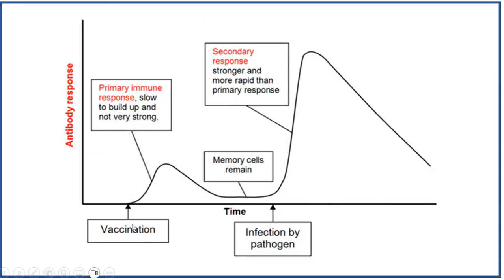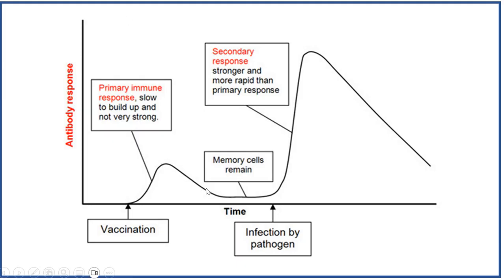So, here, this is artificial, so this is vaccination such as the meningitis B vaccination. The vaccination is usually a dead or attenuated, weakened strain of the pathogen with the antigens on. Therefore, it will stimulate the primary immune response when you get vaccinated. So it takes quite a while, about 4 to 15 days, to build up enough antibodies. So it's very slow to build up, and also not very many antibodies are produced. So it's a slow and not very strong reaction.